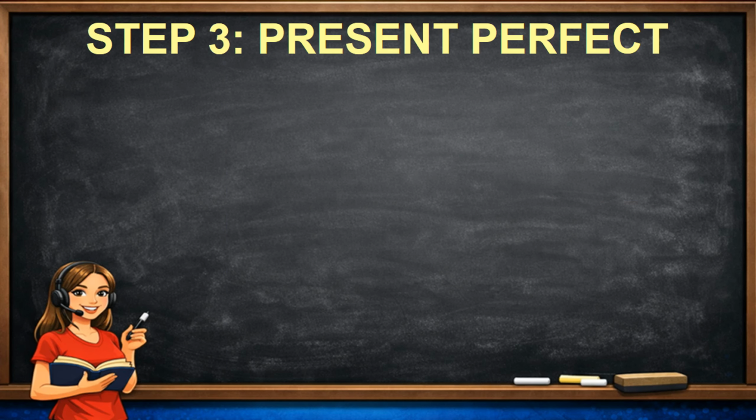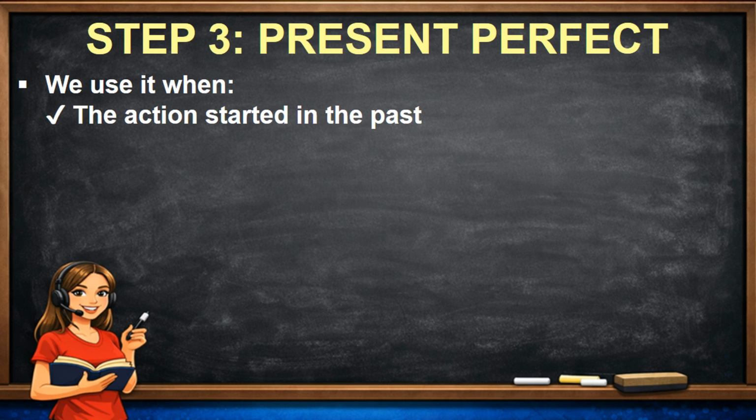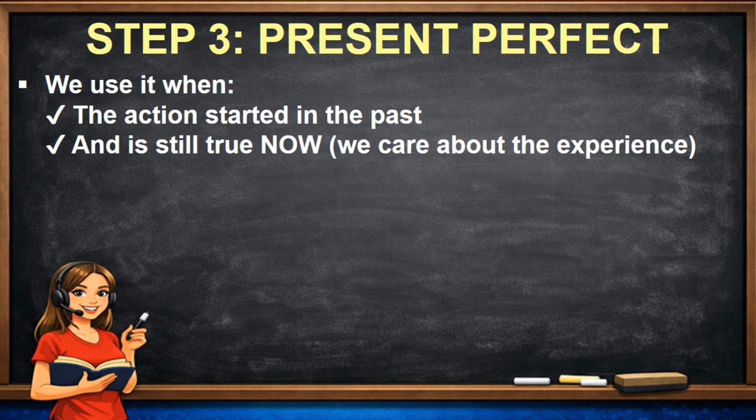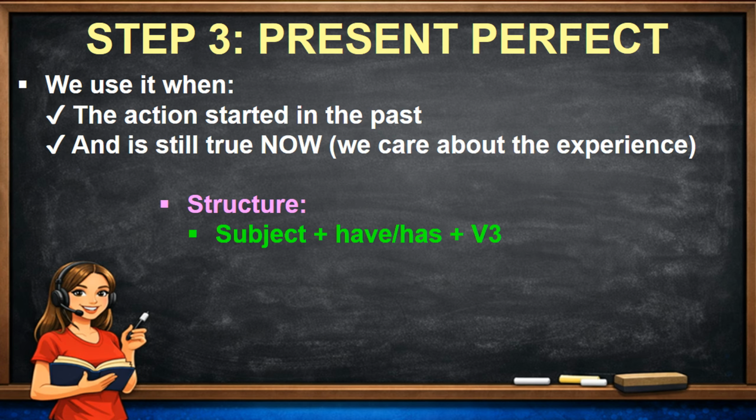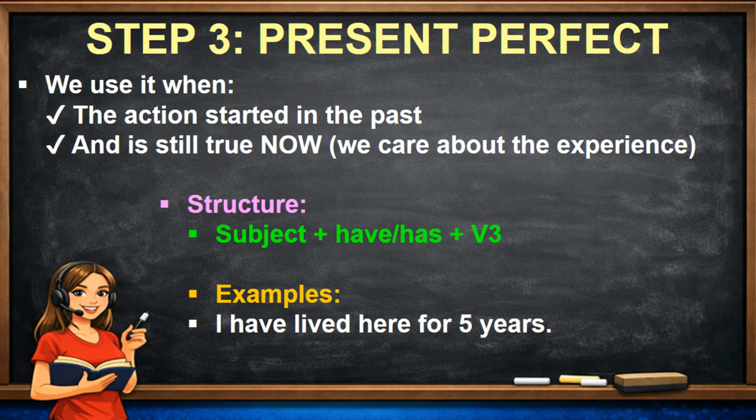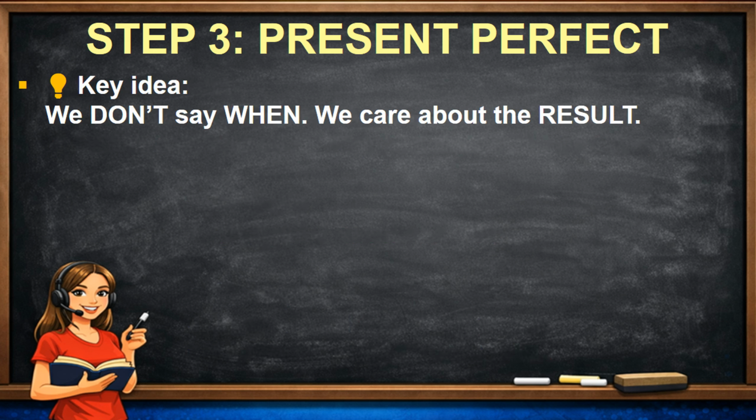Step 3. Present perfect. We use it when the action started in the past and is still true now, or we care about the experience. The structure of present perfect is subject plus have or has plus verb 3. Examples: I have lived here for 5 years. I have lived here since 2020. These two sentences mean you still live here. Key idea: we don't say when. We care about the result.